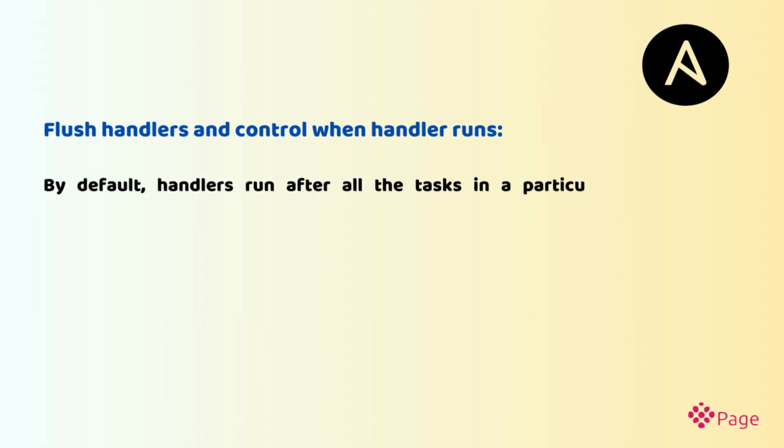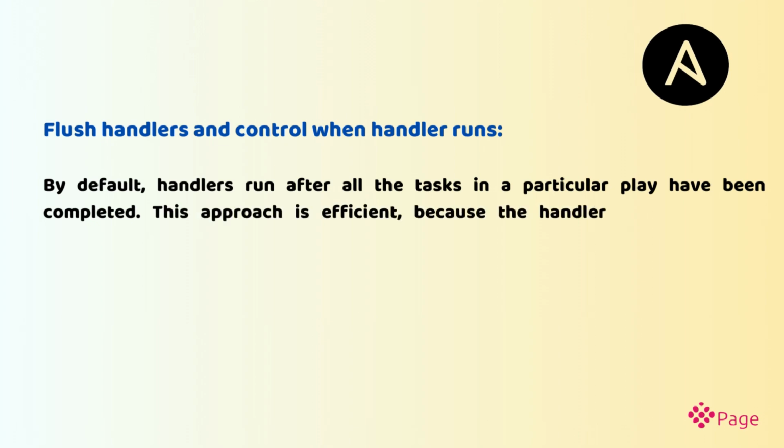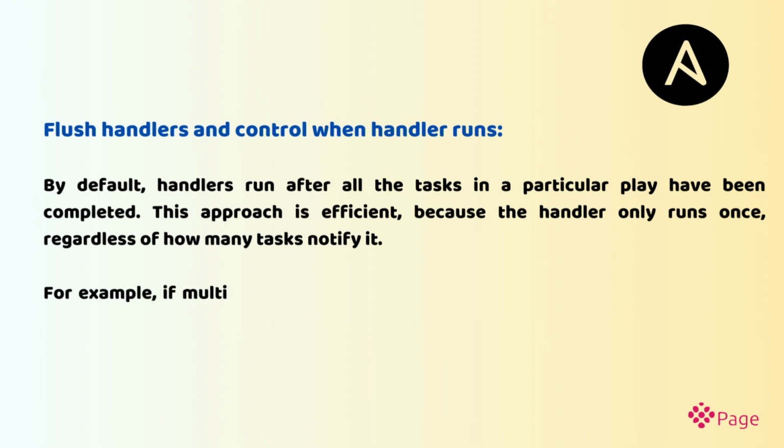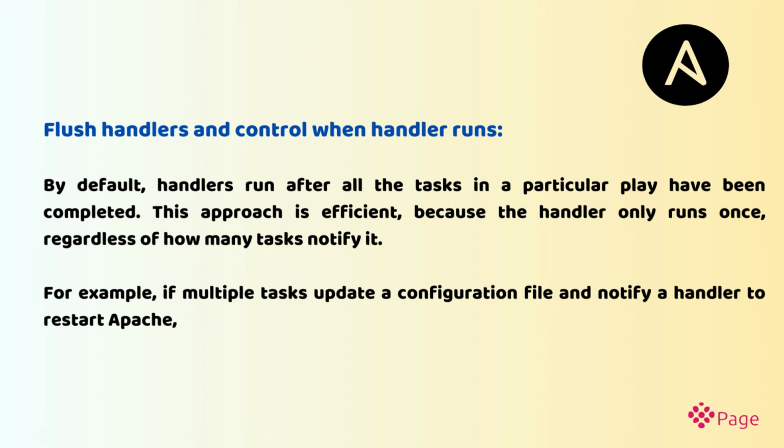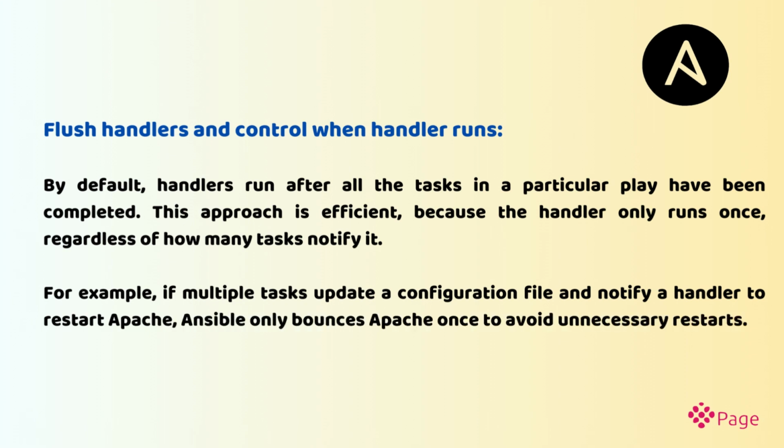Flush handlers and control when a handler runs. By default, handlers run after all the tasks in a particular play have been completed. This approach is efficient, because the handler only runs once, regardless of how many tasks notify it. For example, if multiple tasks update a configuration file and notify a handler to restart Apache, Ansible only bounces Apache once to avoid unnecessary restarts.